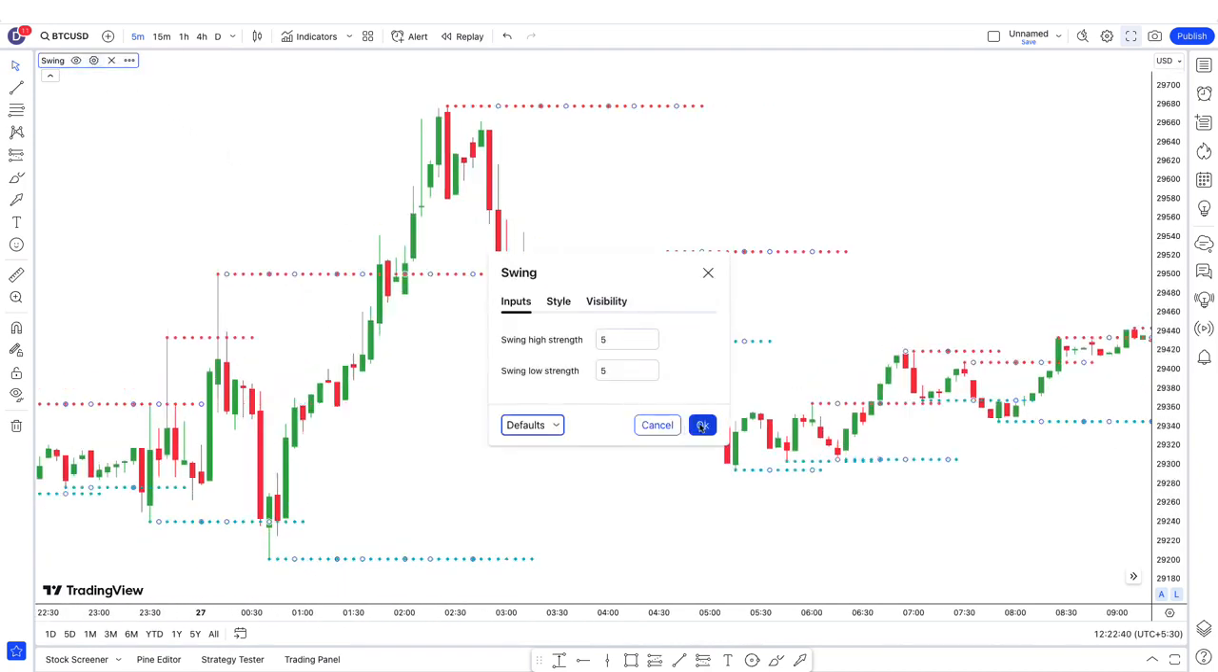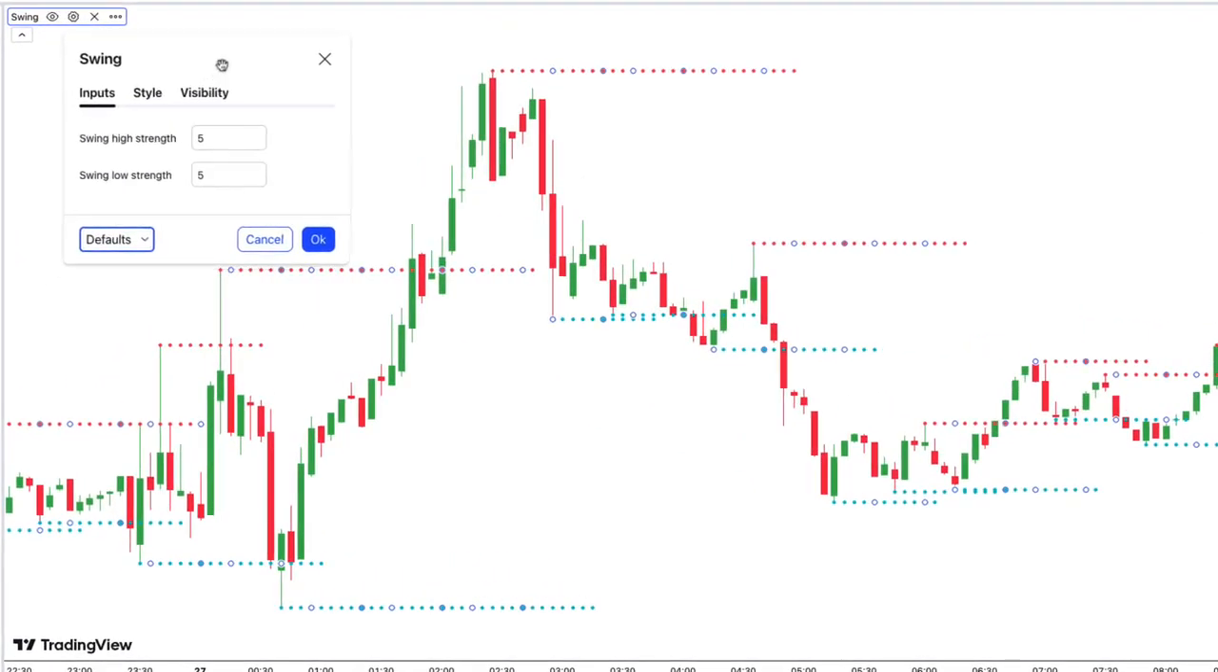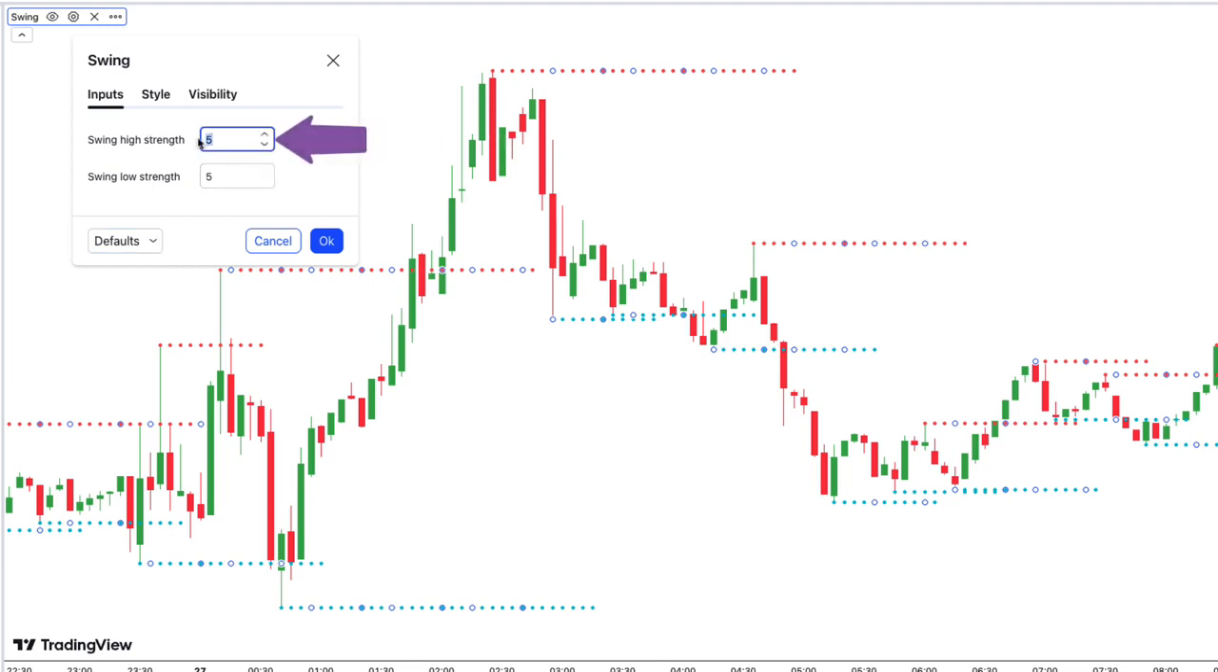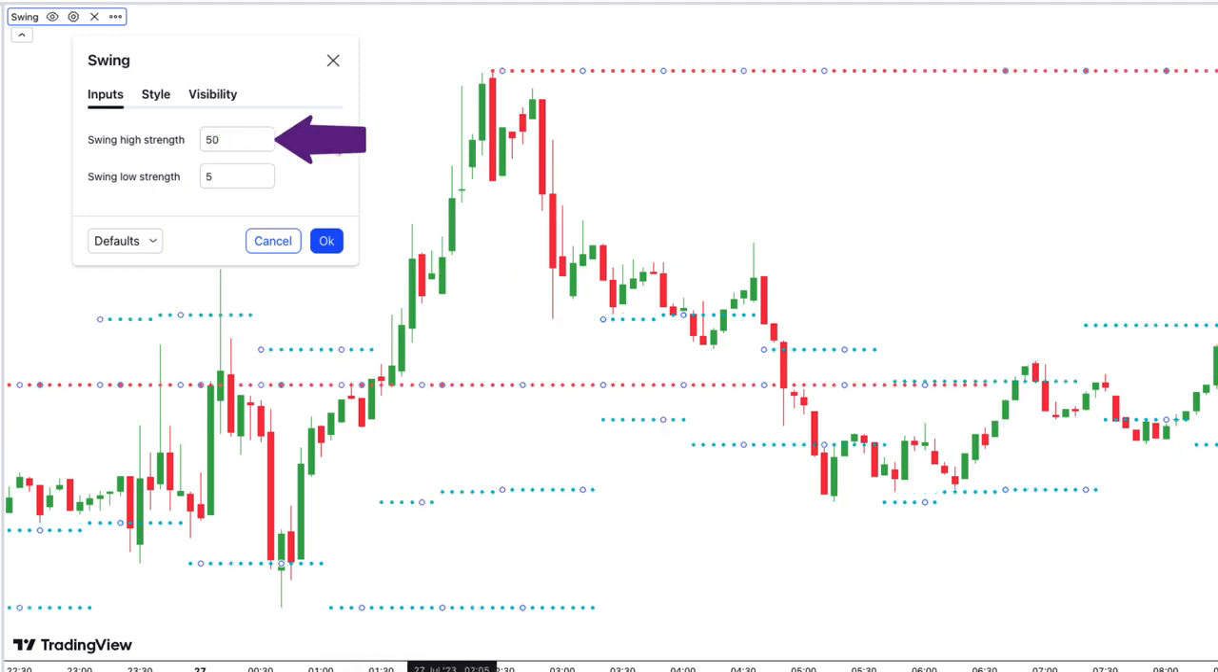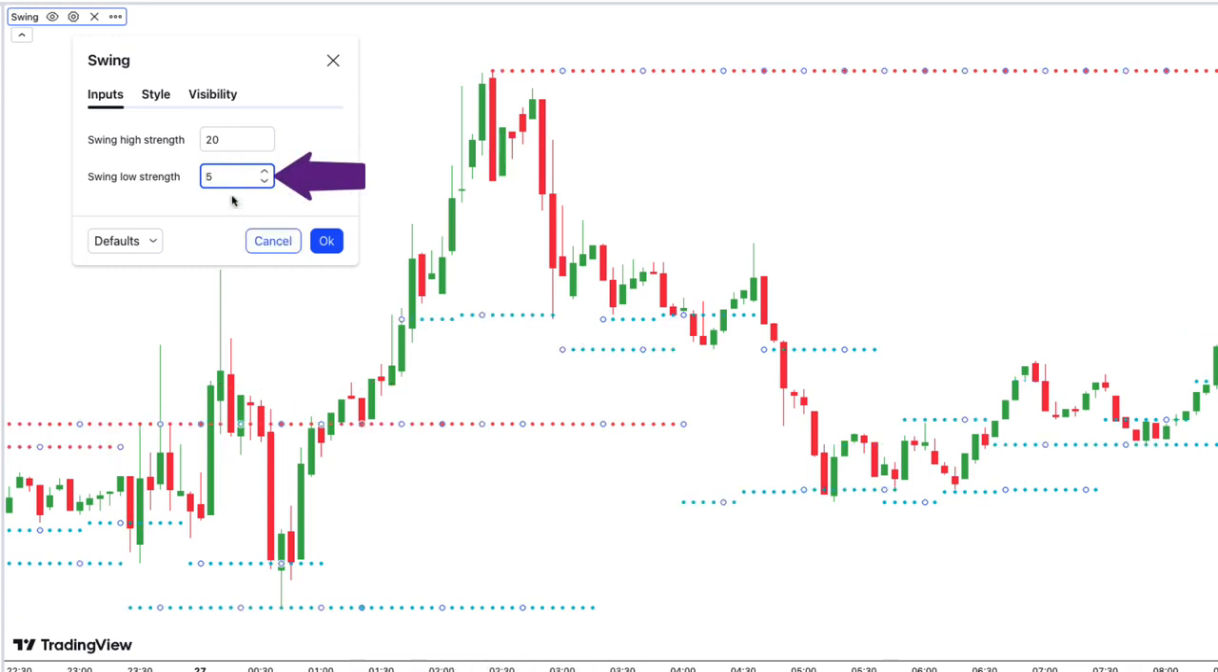Navigate to the Indicator Settings tab and click on the Input tab. We will first be changing the swing high strength value. This refers to the number of bars to the left and right of the swing point for swing highs. If we increase the number drastically, we can clearly see this change being reflected on the chart. Since we are looking for a middle ground, we will be changing the value to 20. Since we want the same rules to apply to the swing lows, we will also be changing the value to 20 for the swing lows.